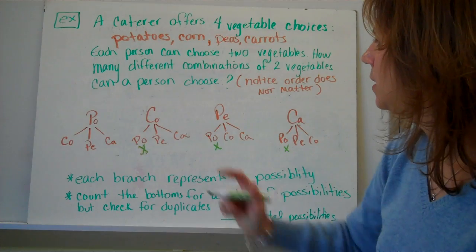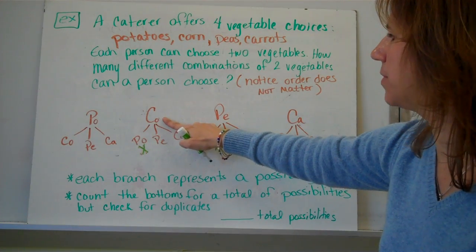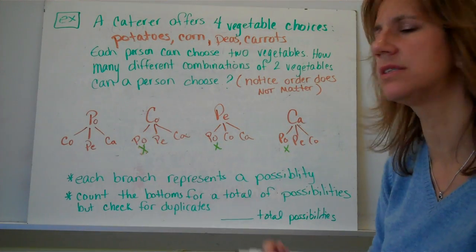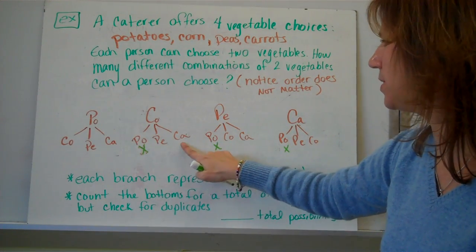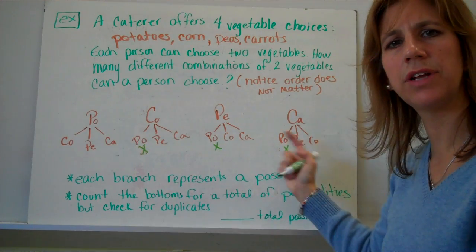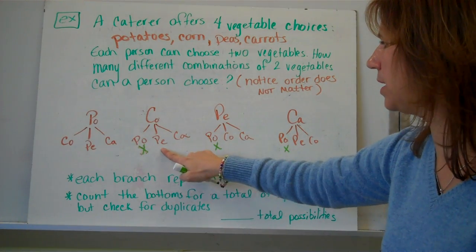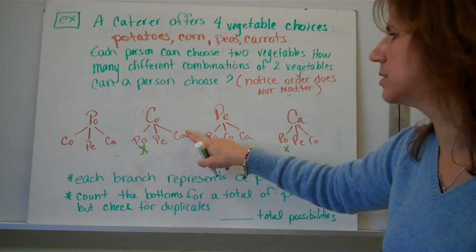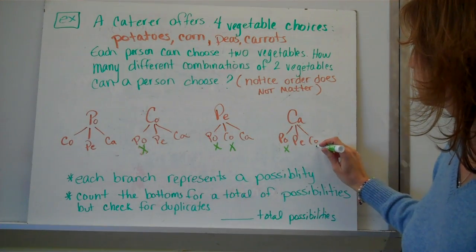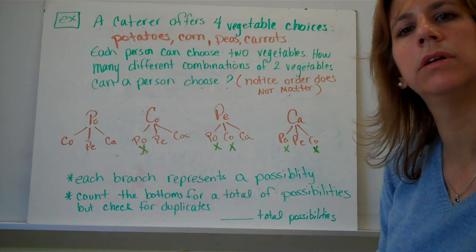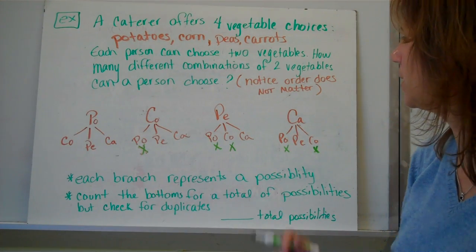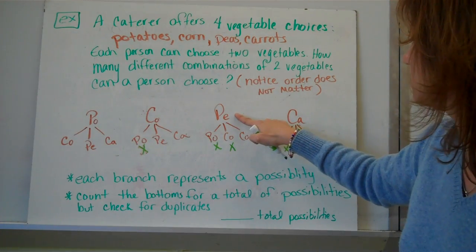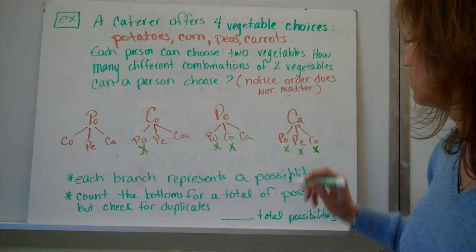Now here we've got corn matching up with everything else. Well, we already have corn matching up with peas and carrots right here. So that means we don't need corn in these other diagrams as well. Corn is with peas, peas and corn, same thing. Corn and carrots, carrots and corn, same thing. We're going to take the corn out of those other options. Here we have peas matching up with carrots. That's the same as carrots and peas, right? So we can cross this one out.